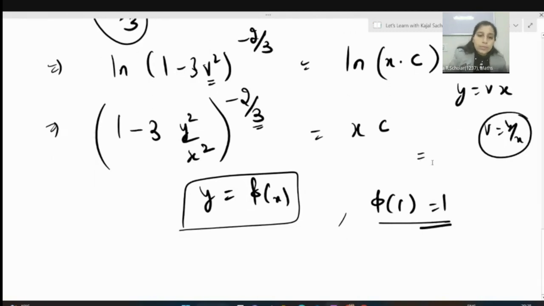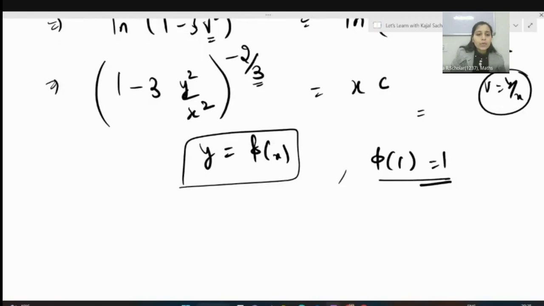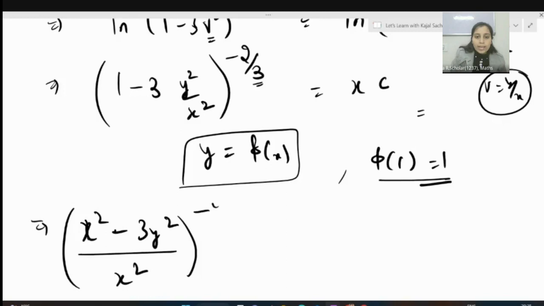So firstly substituting y is equal to phi x, and also separating this x square minus 3y square upon x square. Here we can take the power minus 2 to this side, multiplying by 3 on this side.